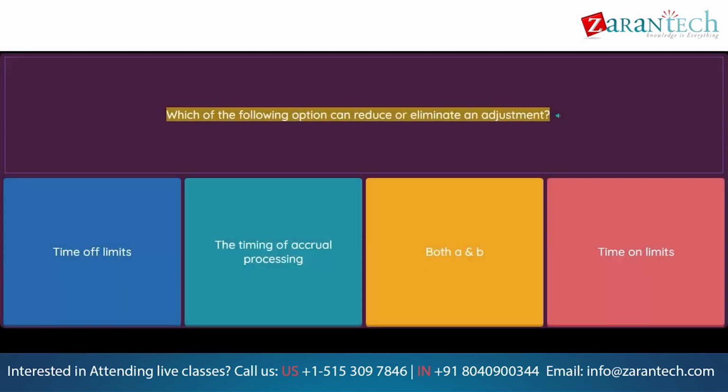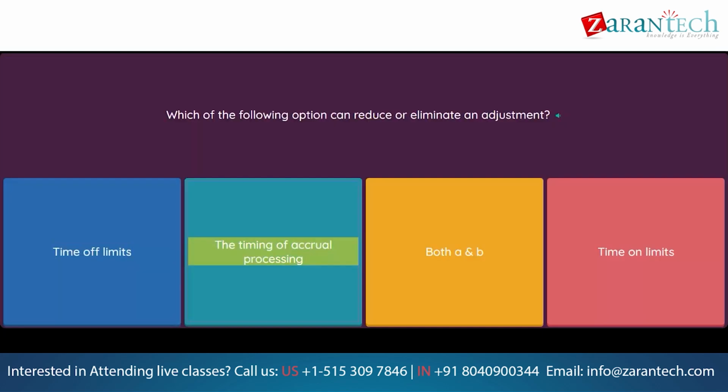Question: which of the following option can reduce or eliminate an adjustment? Option 1 time off limits. Option 2 the timing of accrual processing. Option 3 both A and B. Option 4 time on limits.